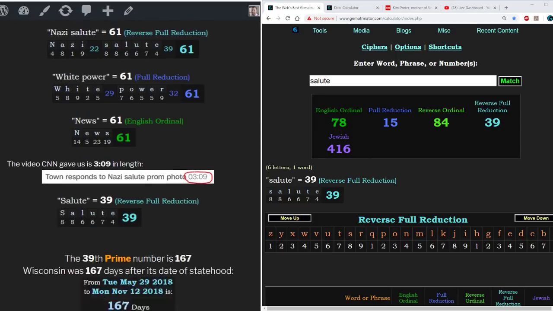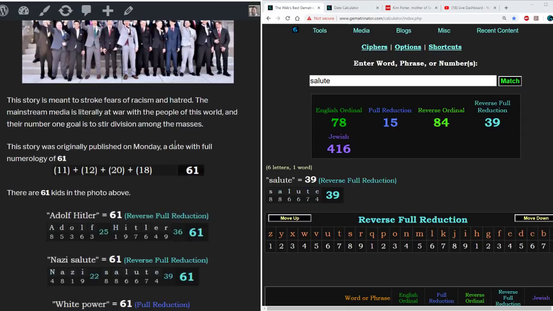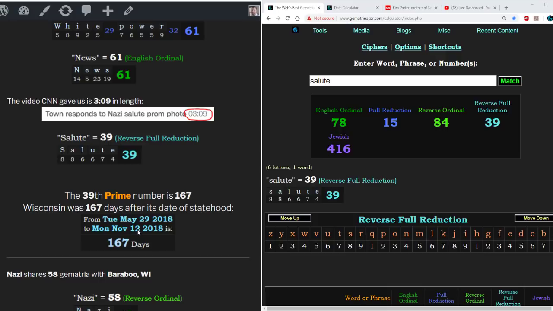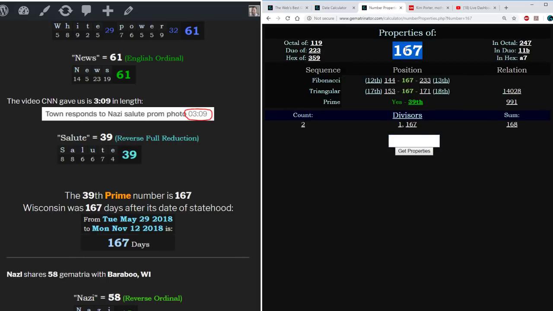Also, these stories are always aligned with the dates that the state it took place in was admitted to the Union. Wisconsin's date of admission, May 29th, is 167 days before this story. 167 is the 39th prime number, so perfect for a story about a salute.